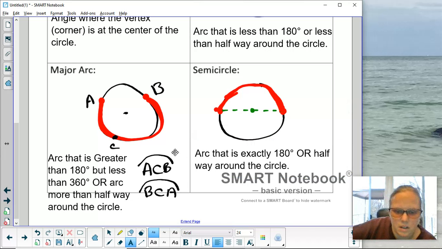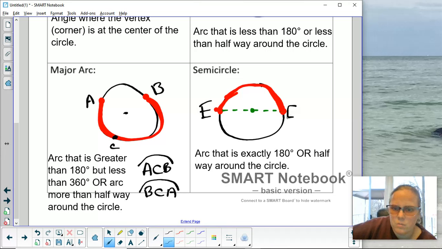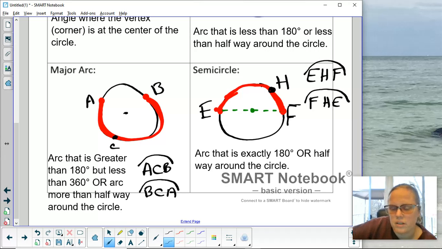Okay, now with this one, as we're naming it, we also need 3 letters, because if I call this EF, I wouldn't know if I was going around the top section or the bottom section. So I would want to have another letter here, maybe I'll call it H, and I could say EHF or FHE. And again, these are arcs, so they're going to be curved around to the top. Excellent.